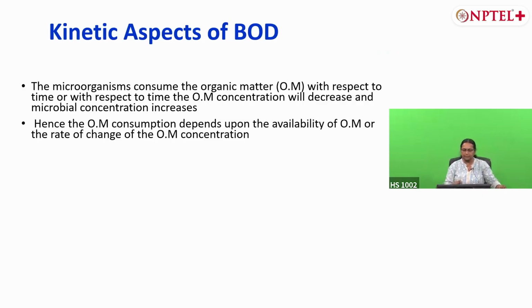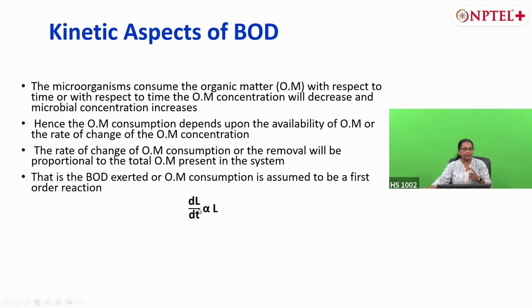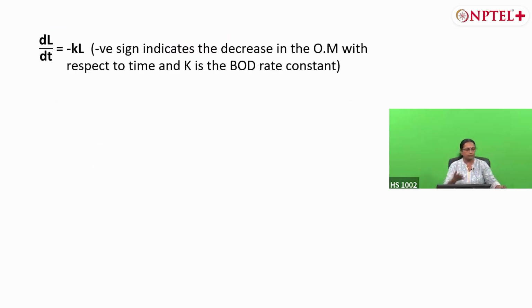So the organic matter consumption depends upon the availability of organic matter. If L is the organic matter present in the system, dL by dt, the rate of change of organic matter, is proportional to how much organic matter is present in the system. Where L is the organic matter and t is the time, we can put it as dL by dt equal to minus KL. The negative sign indicates that with respect to time the organic matter concentration is decreasing.